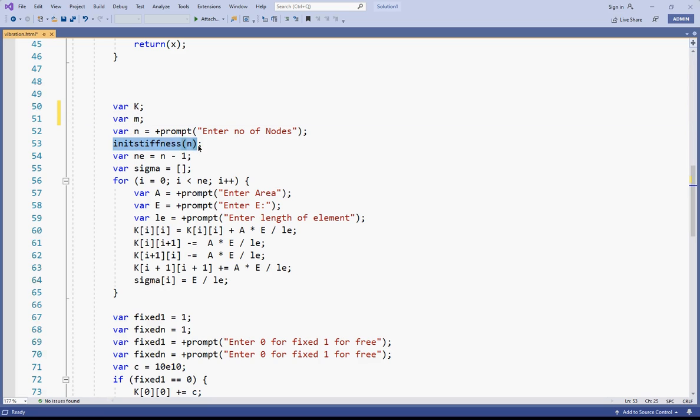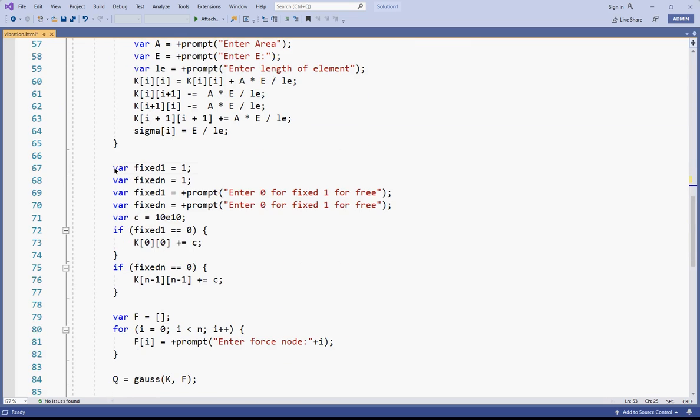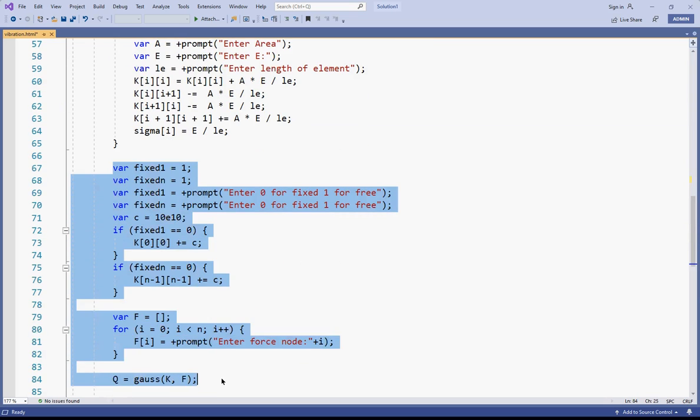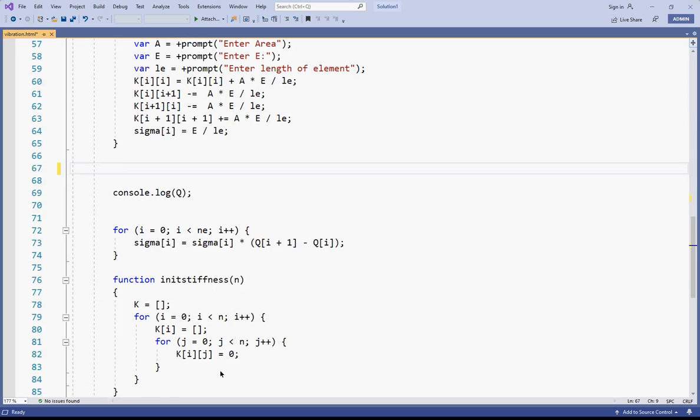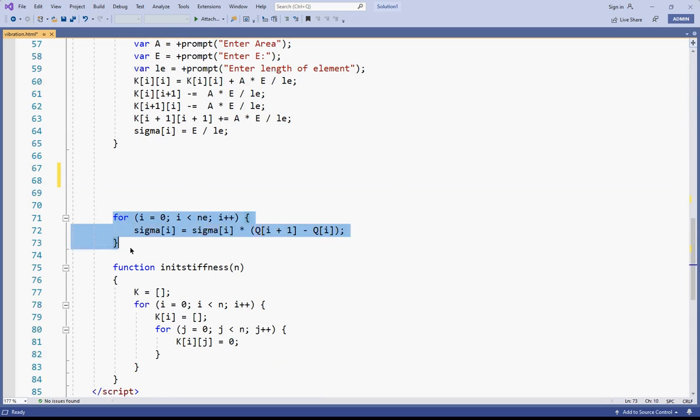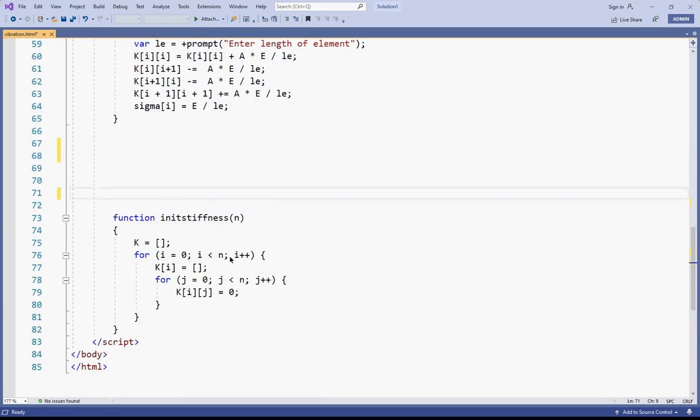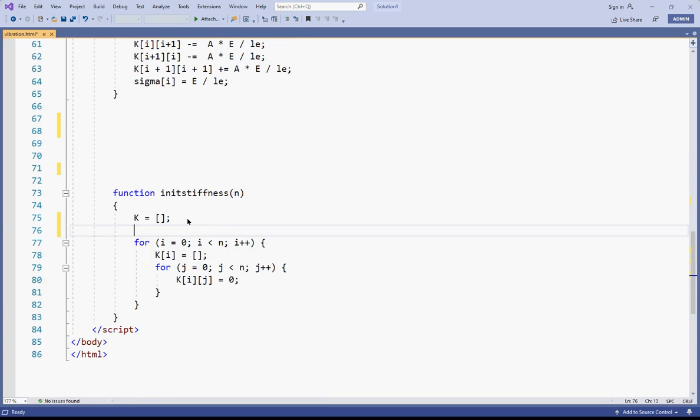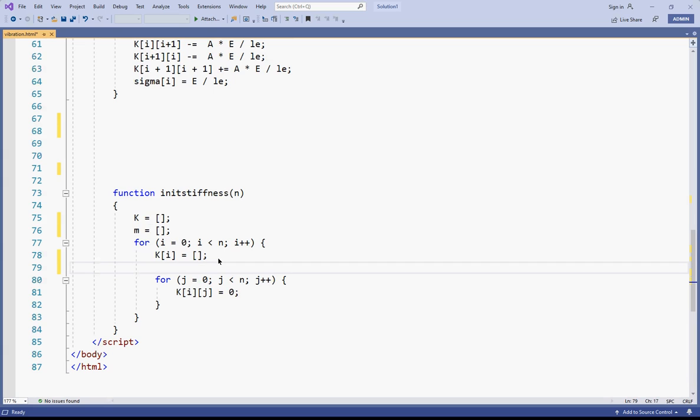Okay, so here init N is there. That will create a mass matrix as well as the stiffness matrix. So var fix1, fix2, Gauss, this I won't require. Console log, this I won't require. Sigma I won't require. Init stiffness I do require. So I'll create a mass matrix also here.